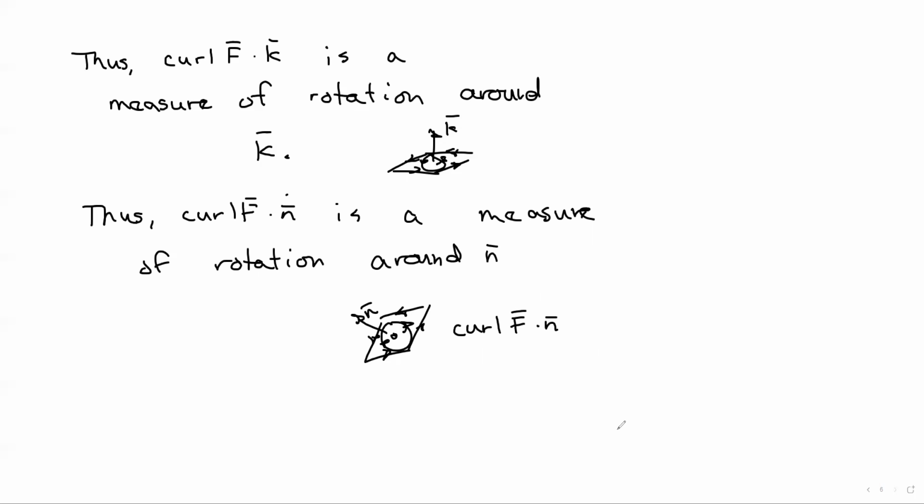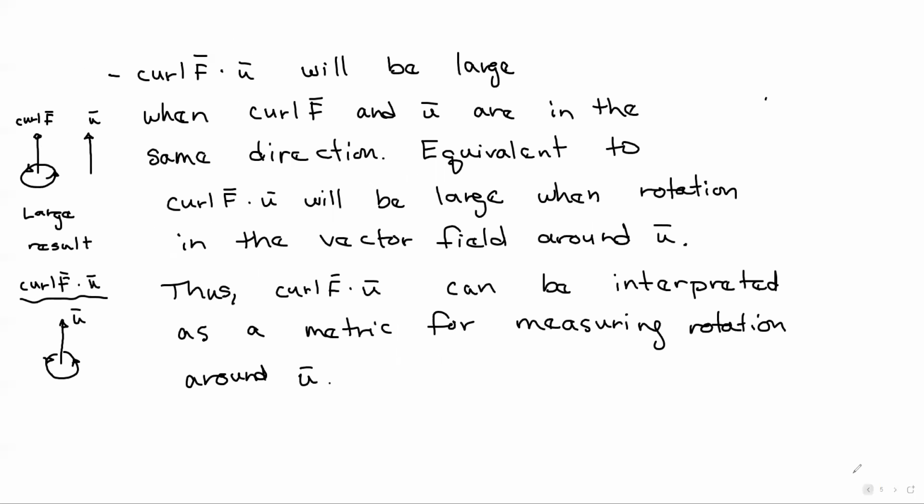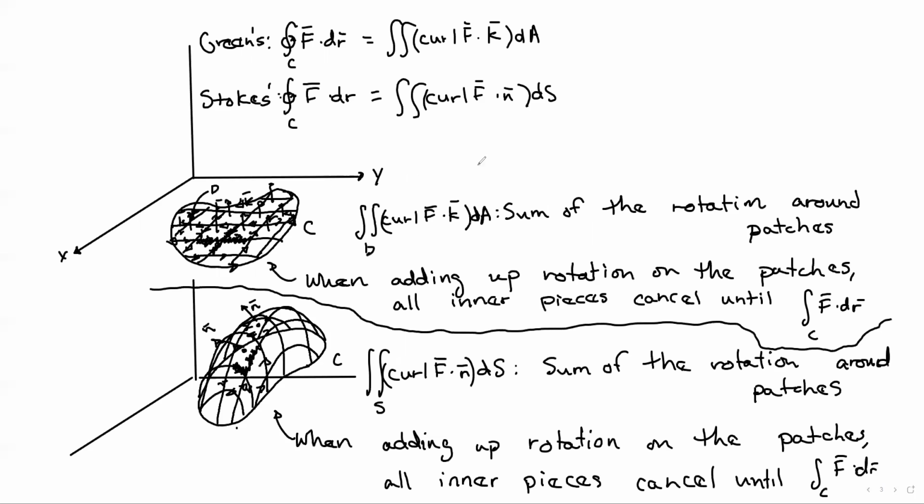Okay, and so that goes through and establishes the one piece that really would maybe give you some skepticism from our explanation here, and that is that the rotation around the patches is curl of f dot k, and the rotation around the patches here is curl of f dot n.